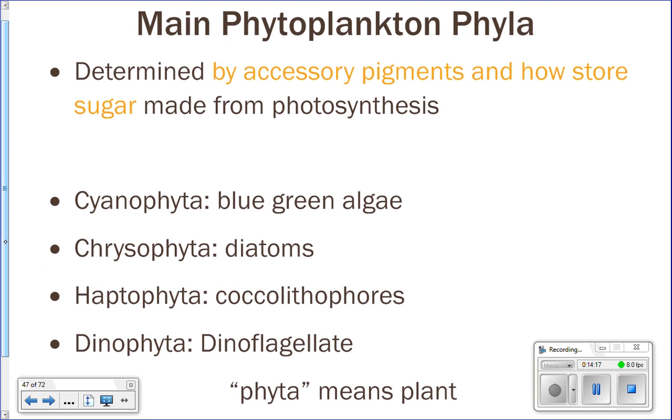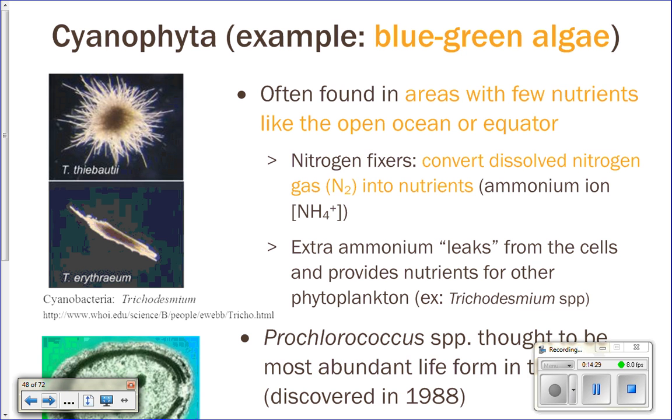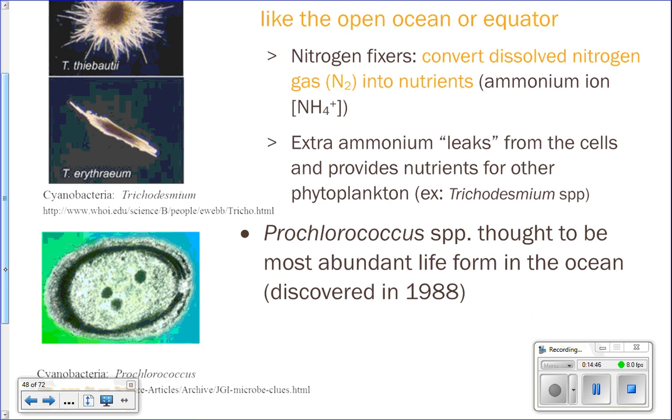We divide phytoplankton into their phylums based on 2 things. Number 1, what pigments they have. And number 2, how they store their sugars. Based on those 2 things, we divide them into phylums. The first phylum are the blue-green algae, the cyanophytes. These guys are typically found out in the open ocean away from places where there's lots of nutrients, so by the equator out in the open ocean. They are special because they are nitrogen fixers.